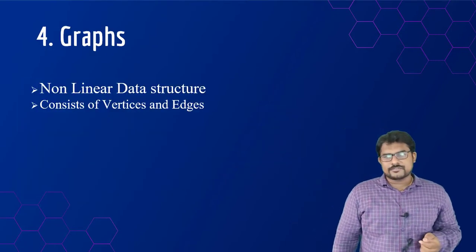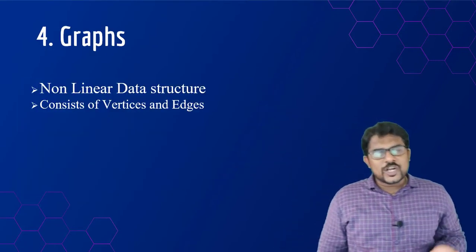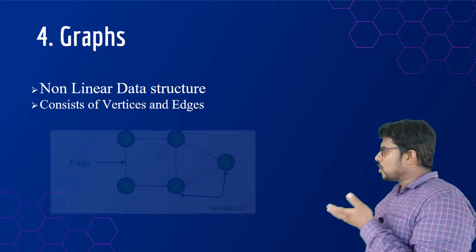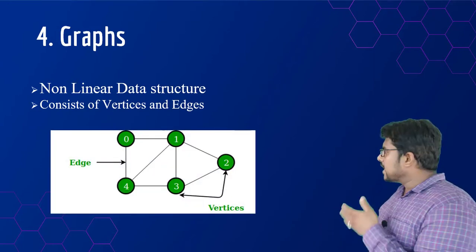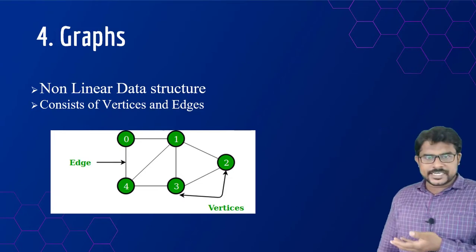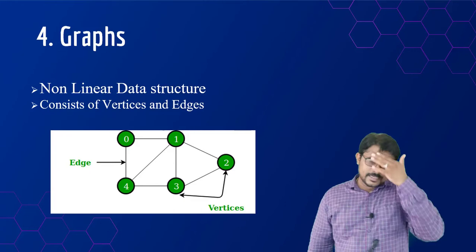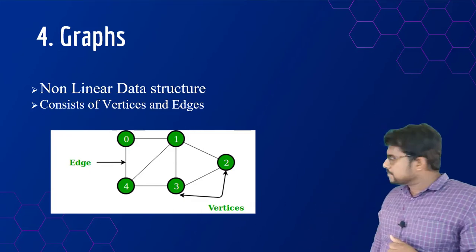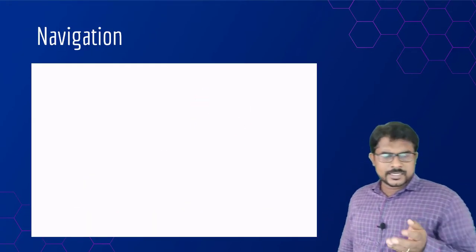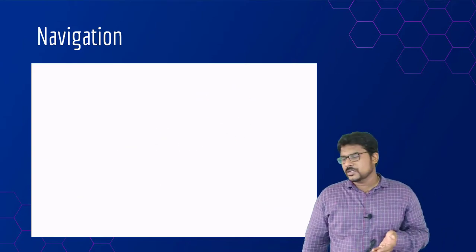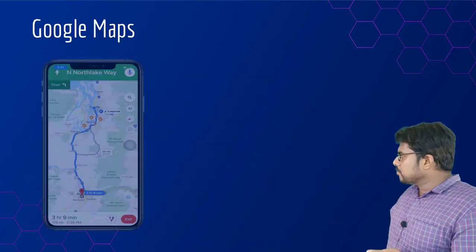Next come the graphs. Graphs are non-linear data structures. A graph is a combination of vertices and edges. Vertices carry the data and edges are used for connecting these vertices. Let us see the applications of graphs. The first application we are going to see is navigation. When it comes to navigation, Google Maps plays a very important role.